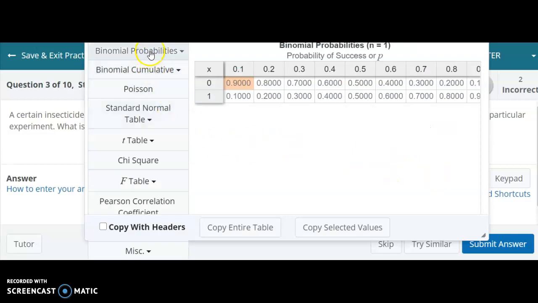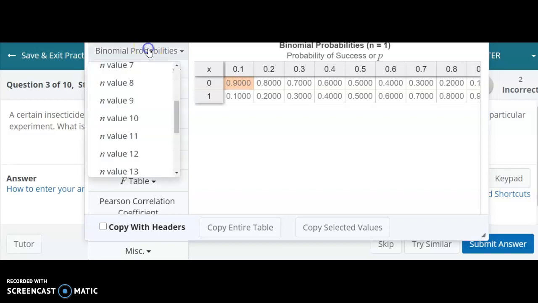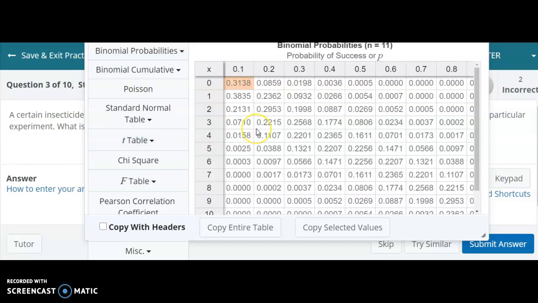The probabilities table is for when we want to know an exact number for a specific value. In this case, we want to kill exactly 6. If we want to kill between 0 and 6, that's when we'd use the cumulative. We'll do that in just a second. Right now, we have exactly, so our n value is 11. In other words, the sample size is 11. The probability of killing any given insect is 0.6, so we're in this column. And we want to know the chance of killing exactly 6 of them. So this is the probability.